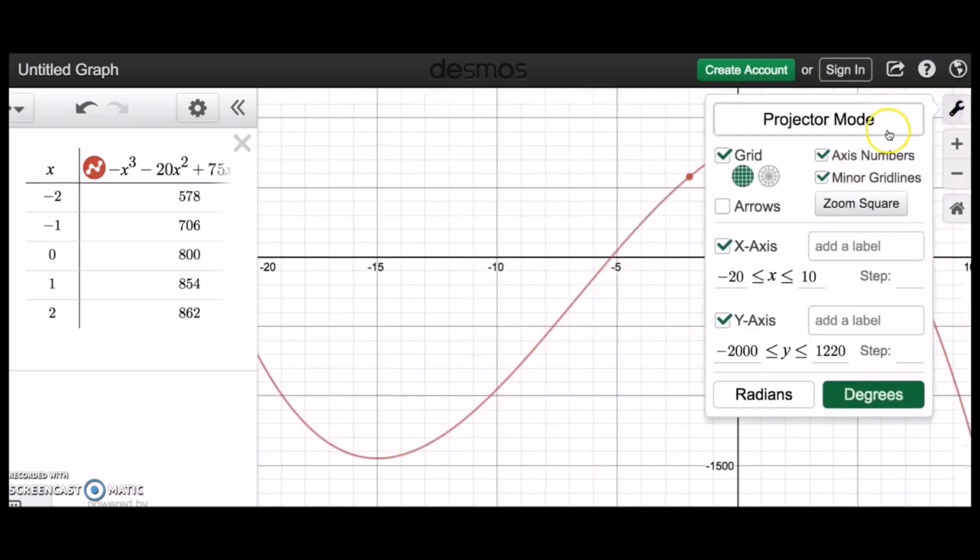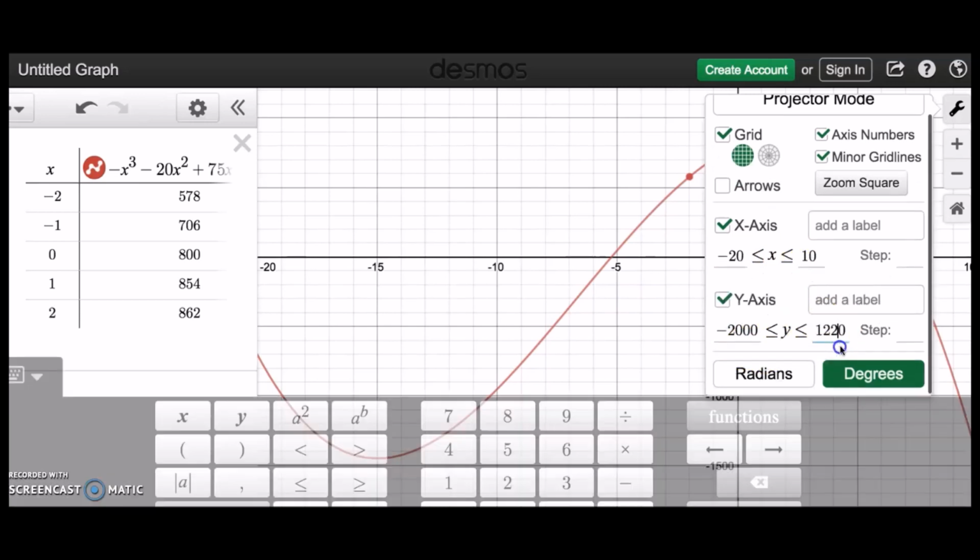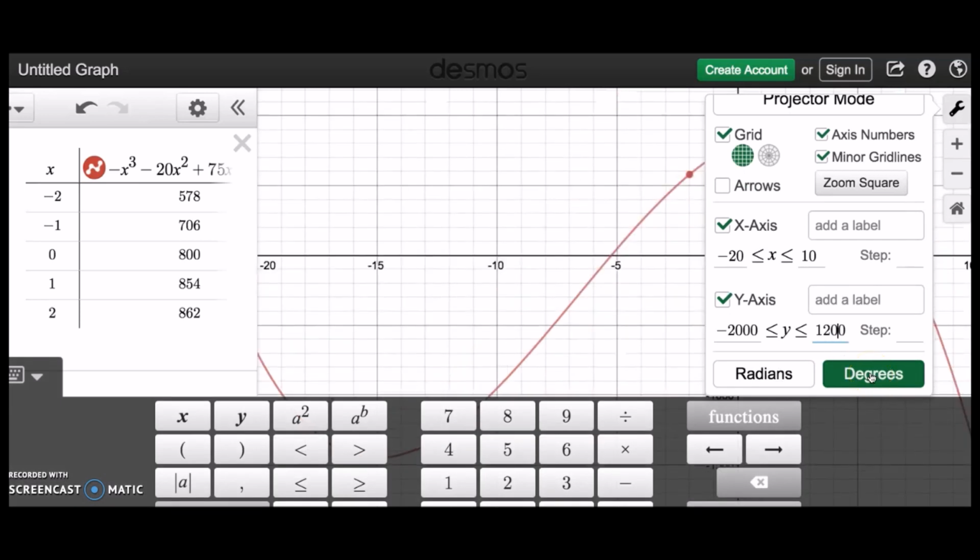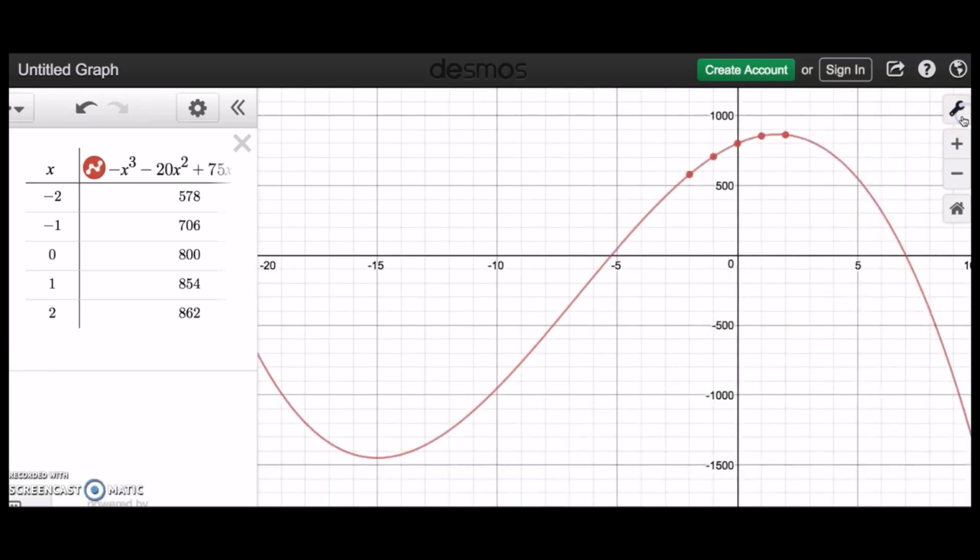So I change my window. I'm just using Desmos, so it's a little bit different. I change the window so the x minimum is negative 20, x max 10, y min negative 2000, y max, whoops, that should be 1200. Let's take a look at our graph. And in our graph now you can actually see a local minimum and a local maximum. The multiple choice answer is the second one.